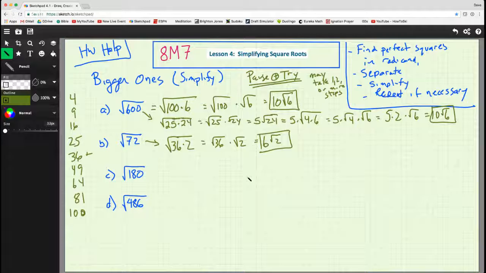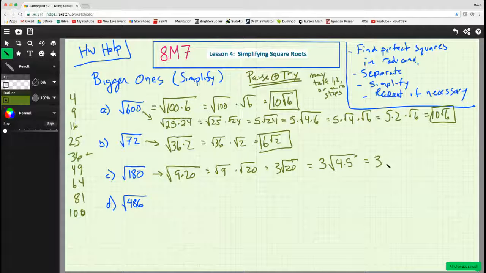All right, 180. Let's try this. I see that a 9 comes out. So we're going to do the square root of 9 times 20, which equals the square root of 9 times the square root of 20, which equals 3 root 20. But are we done? You've got to go back and look at that radicand, and I see that there are still perfect squares hiding inside there. It's not a 16 and not a 9, but a 4 will come out of there. So we have 3 times the square root of 4 times 5. That equals 3 times the square root of 4 times the square root of 5, which is equal to 3 times 2 times the square root of 5, which is equal to 6 root 5.